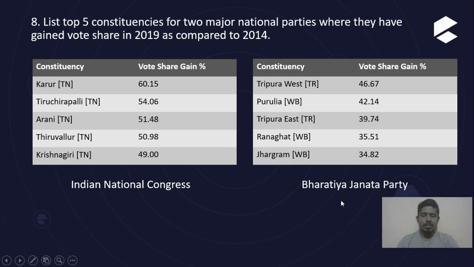So, in case of Bharatiya Janata Party, these top five constituencies are Tripura West constituency from Tripura, where BJP gained 46.67% more vote in 2019 as compared to 2014. Then Purulia constituency of West Bengal state. Then Tripura East constituency of state Tripura. Then Ranaghat constituency of the state West Bengal, and Jhargram constituency of the state West Bengal. These are the top five constituencies in case of BJP.